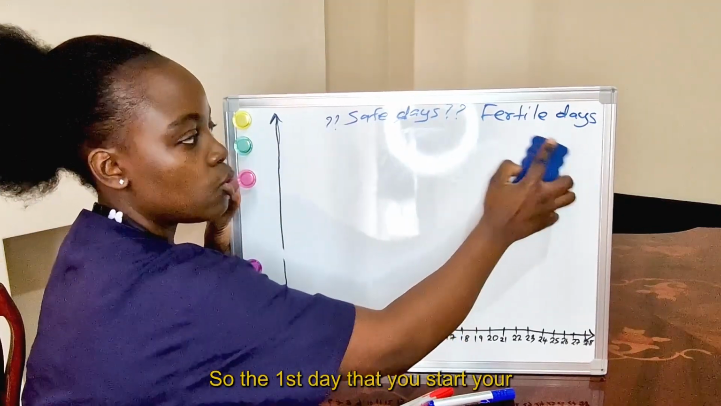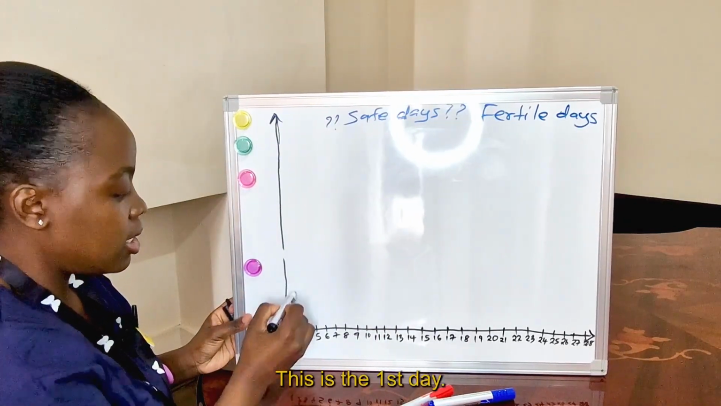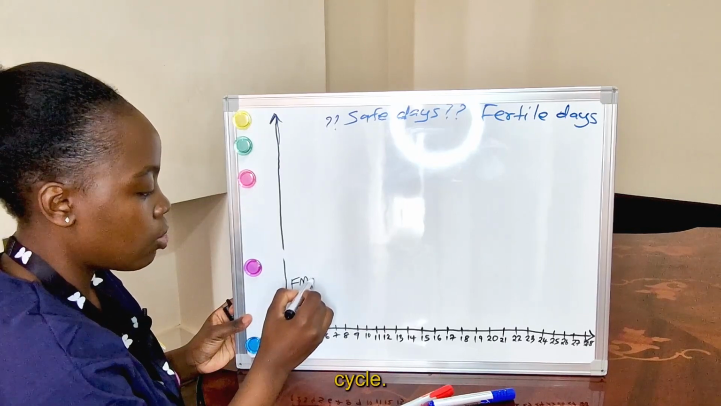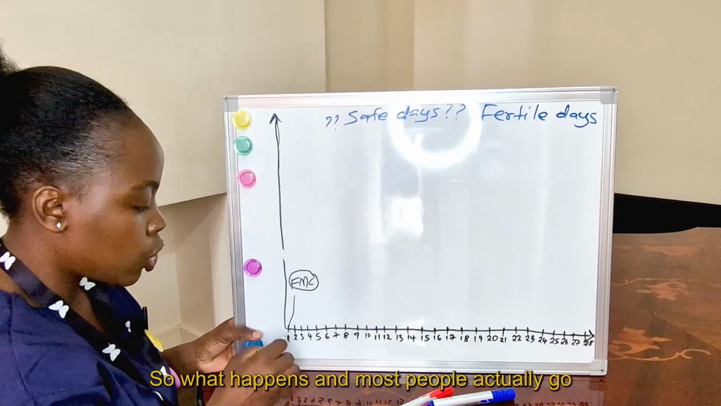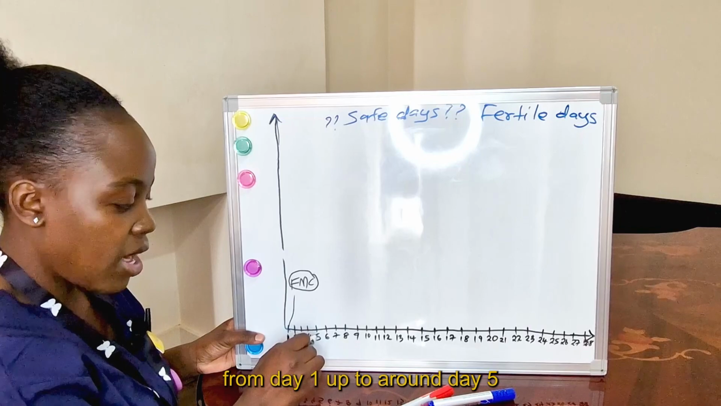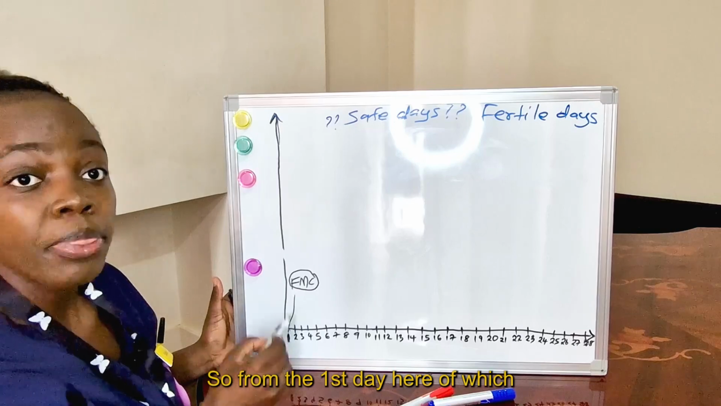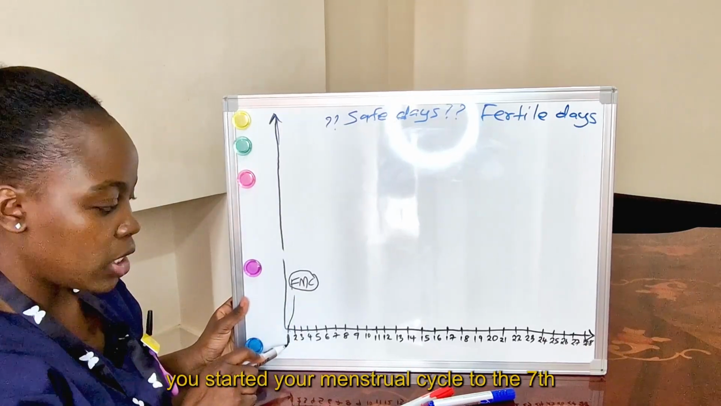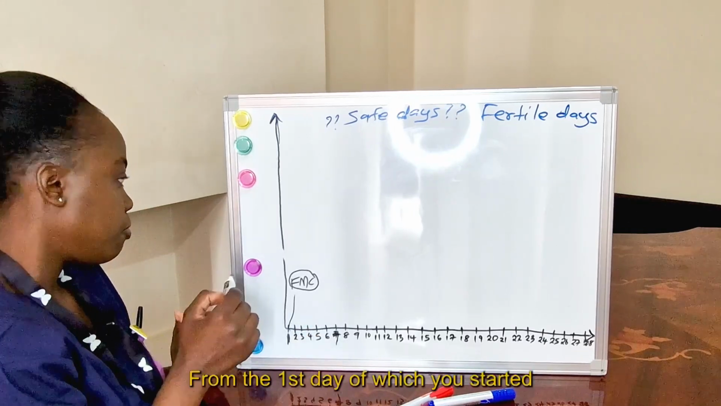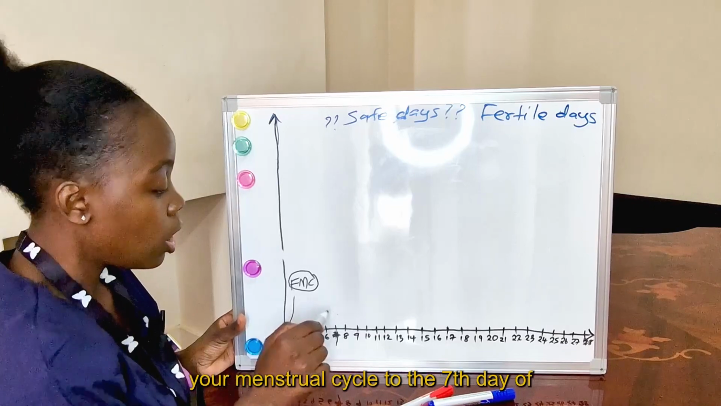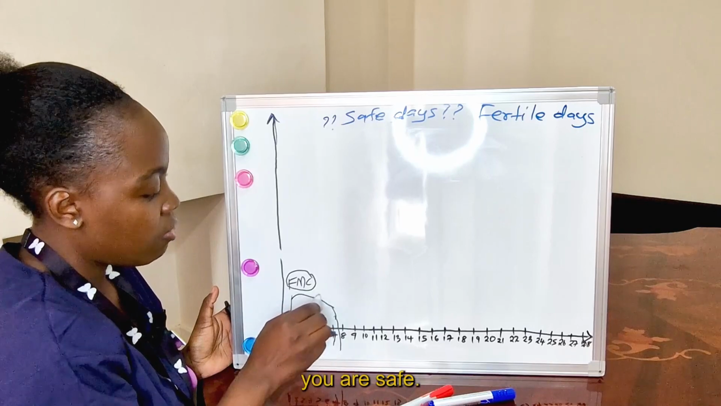The first day that you start your menstrual cycle is this first day here. Most people go from day 1 up to around day 5 or day 7, but we are not going to be looking at that. From the first day on which you started your menstrual cycle to the 7th day of your cycle, you are very safe. This is the period where you're safe.